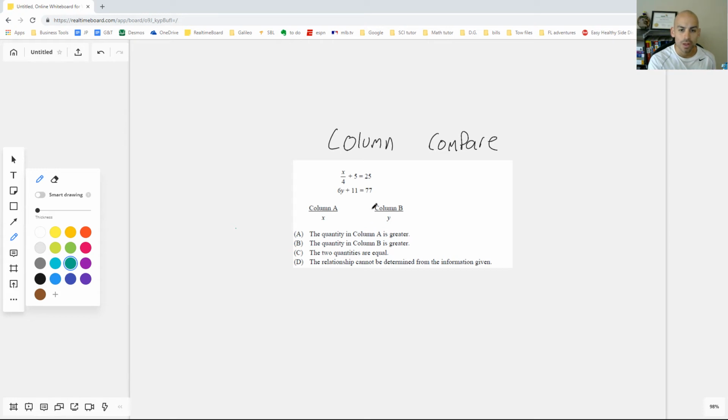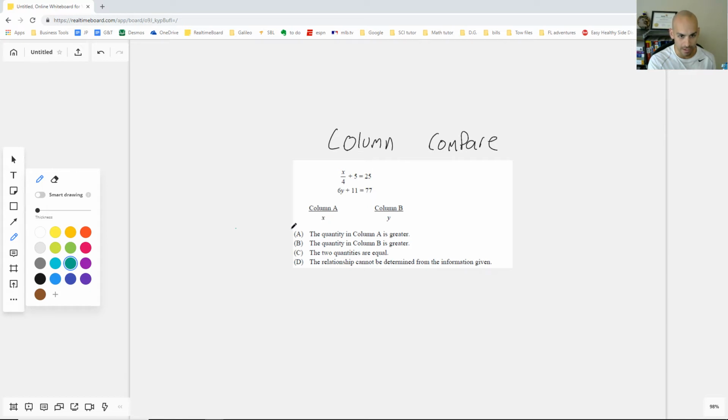Hello. So this part of the math section, which only shows up on the first exam section of the math, is the column comparison. This is unique strictly to the ISEE. There are actually other exams that have this, but you're not going to run into them too often.